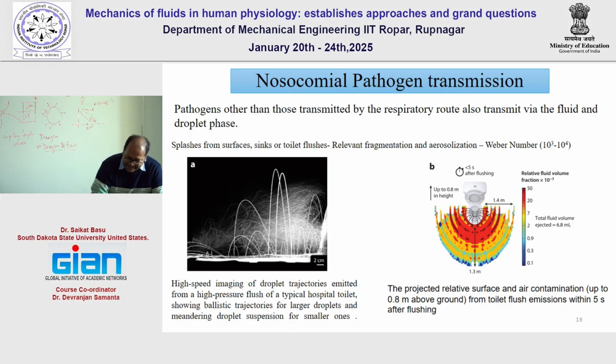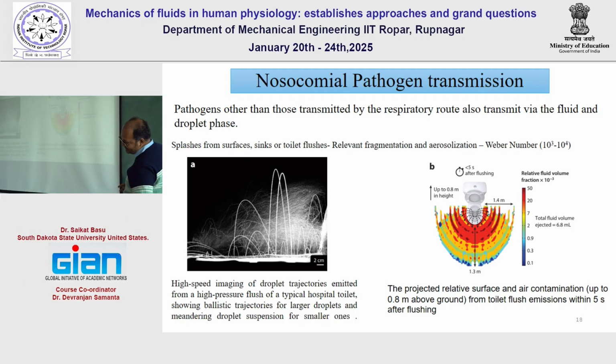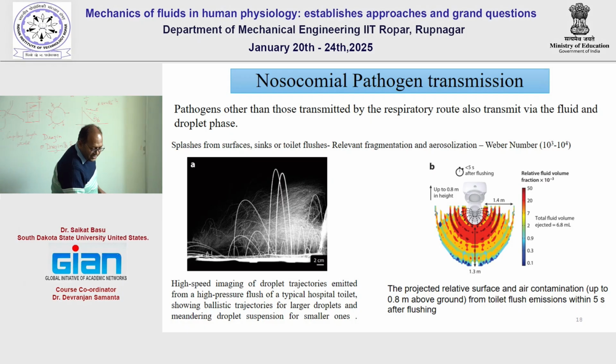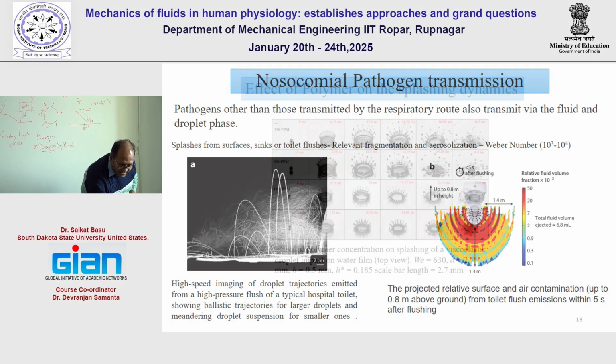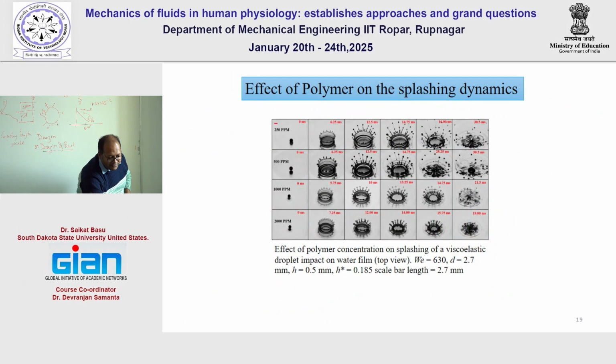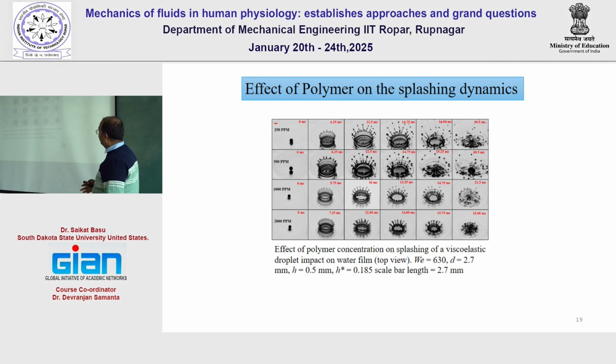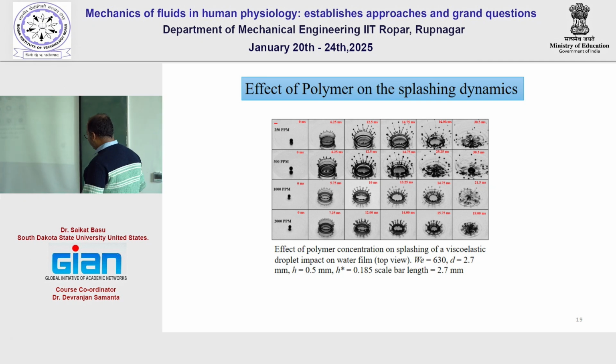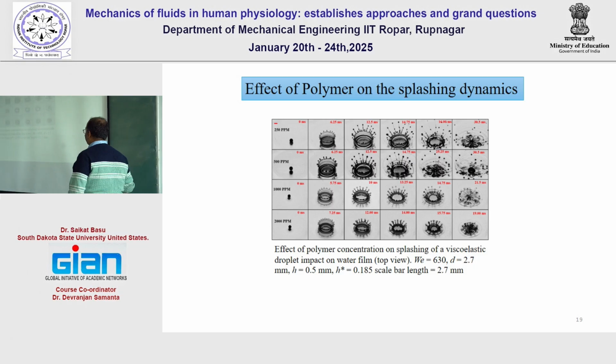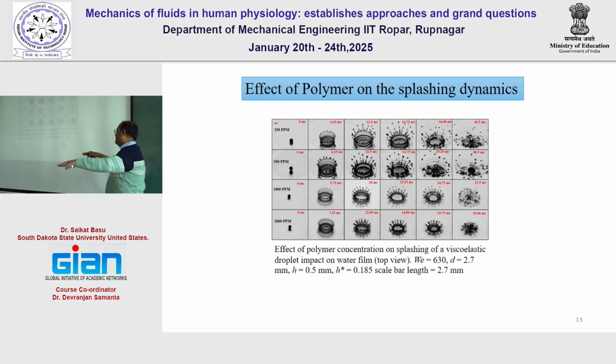So you can see that this has to be leading with the splashing dynamic. Here I will show a case where one of your group mates, Mangles, has studied how the splashing dynamics is affected by the presence of polymer droplets. Here you can see what he did: he made a simple water film, and then he made different kinds of solutions having different polymer concentrations.